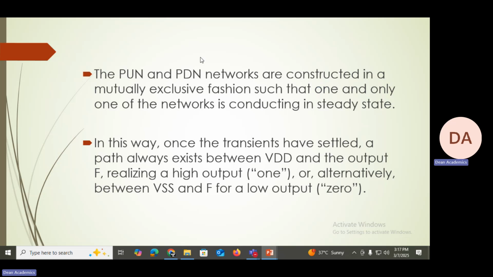Okay, so I think you are able to understand the function of the pull-up network and the pull-down network. When the output is 1, VDD is connected to F. When the output equals 0, the output is connected to VSS, ground. Therefore, it will be 0.